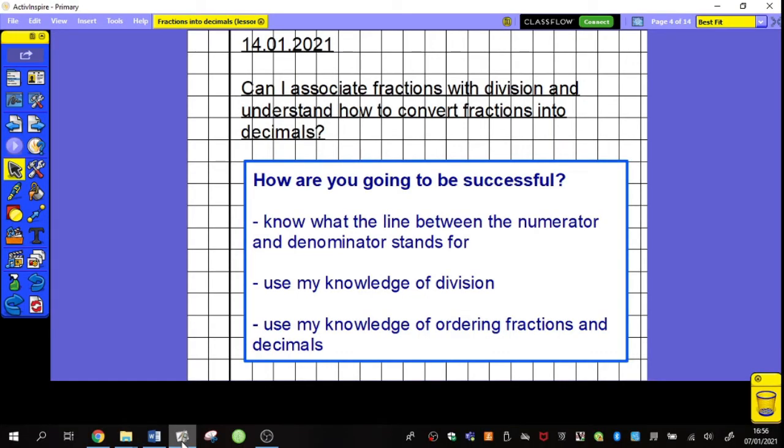Okay, today we're going to be associating fractions with division and understanding how to convert from fractions into decimals. To be successful, you're going to need to know what the line between the numerator and the denominator stands for, use your knowledge of division, including the formal written method, bus stop, and use your knowledge of ordering fractions and decimals as well.